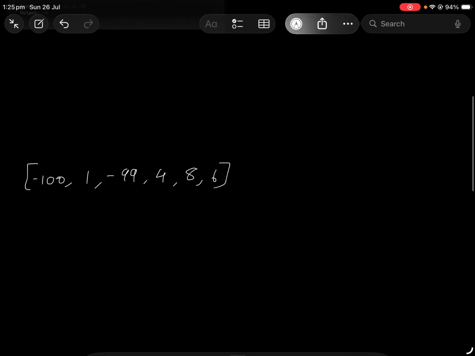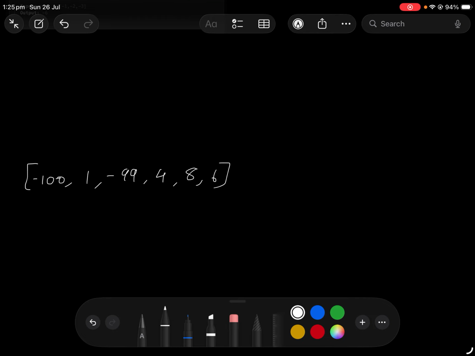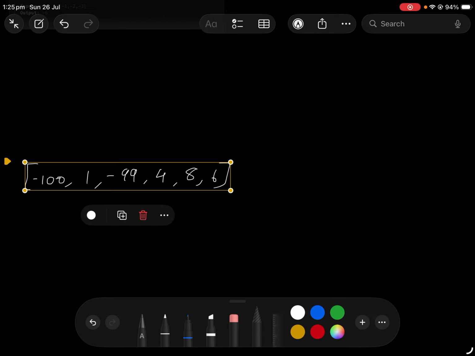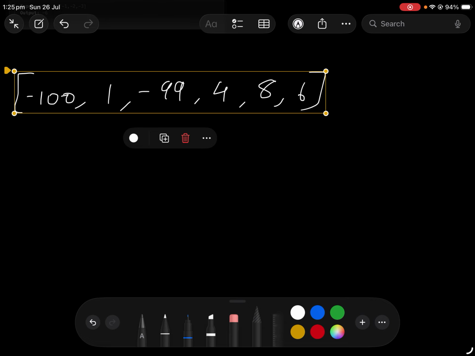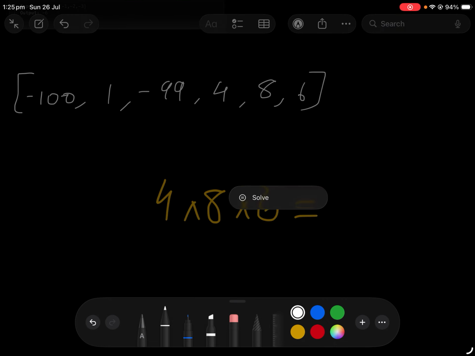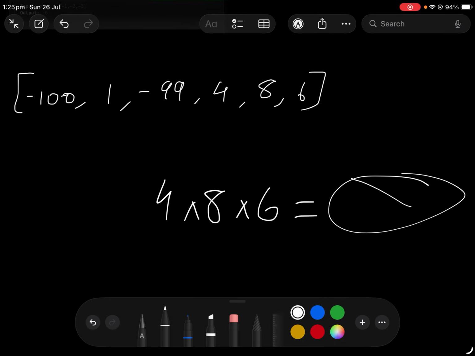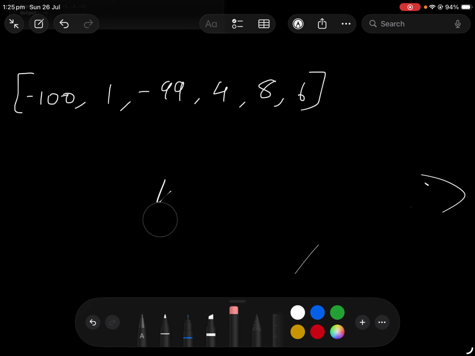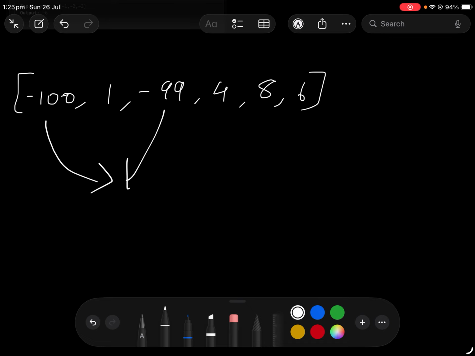If I take this example and apply the logic of finding the three maximum numbers from this array, you will find 4, 8 and 6. You will multiply them and return this answer. But that's wrong, because the maximum possible answer we can get is by multiplying -100, -99 and 8. If you multiply these three numbers, I'll get the maximum number.